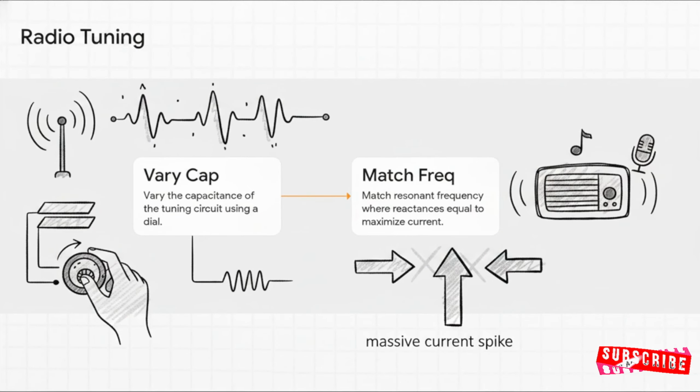And what's totally amazing is that this exact math is how you tune an old-school radio. An antenna picks up thousands of frequencies simultaneously, but by physically turning a dial, you are changing the capacitance. When you hit the exact resonant frequency where the inductive drag perfectly cancels out the capacitive lead, the opposing forces drop to 0. Impedance drops to its absolute minimum, and boom, you get a massive current spike for only that specific radio station, effectively tuning out all the others.